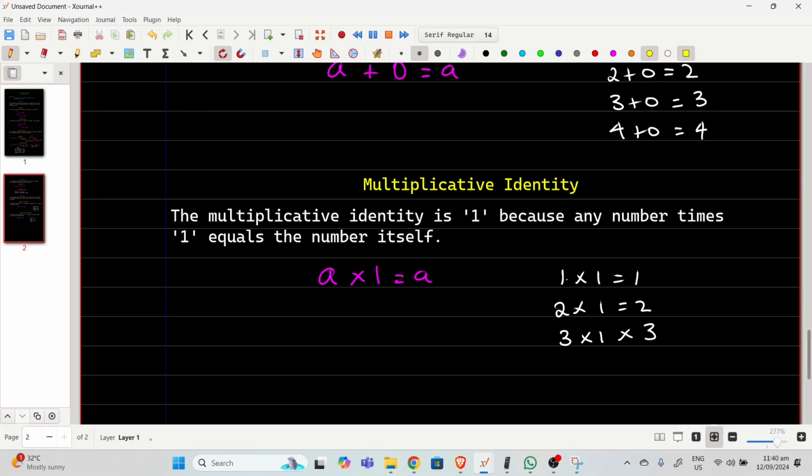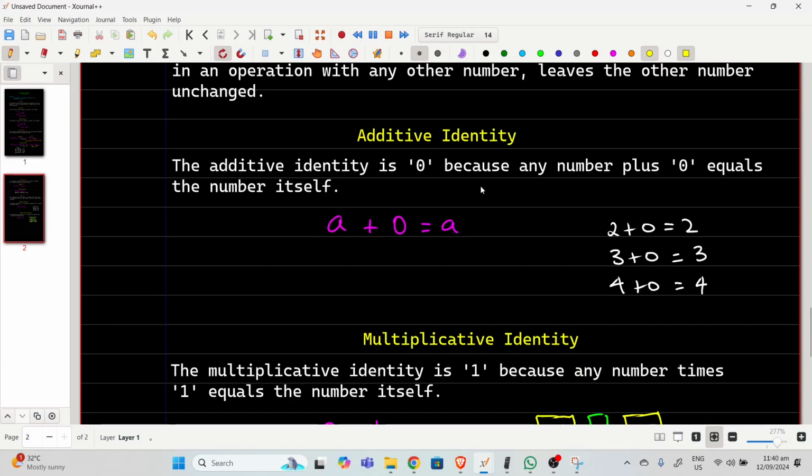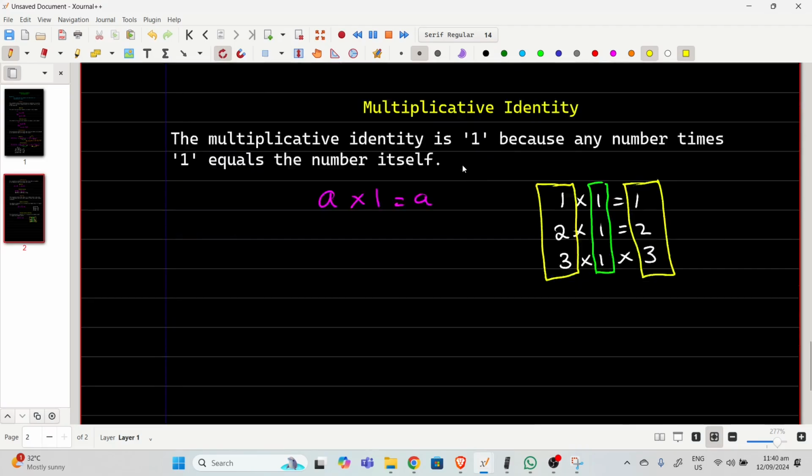Notice again, what we're doing is taking a number and multiplying it by the identity, and in each case we get back the exact same number. This multiplicative identity and additive identity is something that we will apply when we're doing algebra, and you'll see more of that later on.